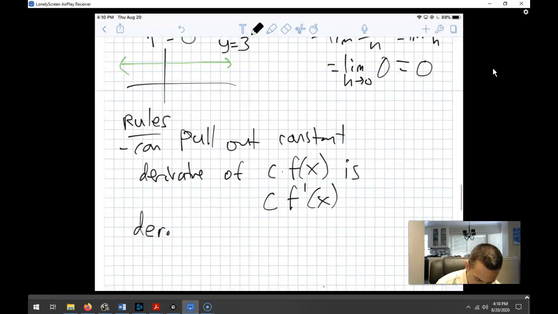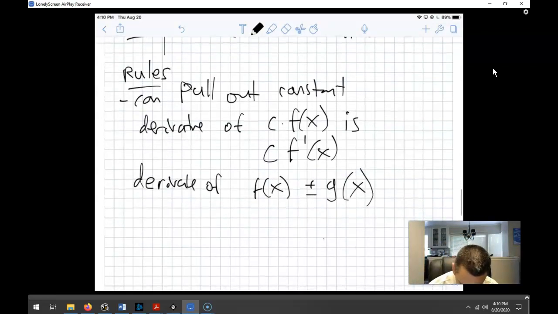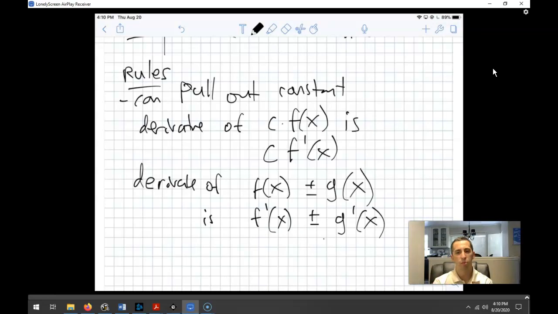Similarly, if you have the derivative of f of x plus or minus g of x, so if you have two things added or subtracted, you just take the derivative of each part. So the derivative of those two is the derivative of the first part plus or minus the derivative of the second part. It's something different if they're multiplied or divided. We'll get to that in just a minute. And by a minute, I mean the next video.